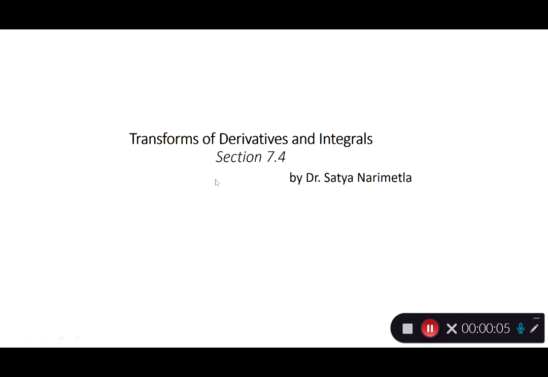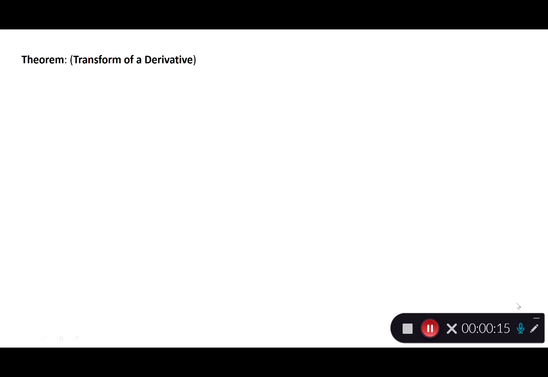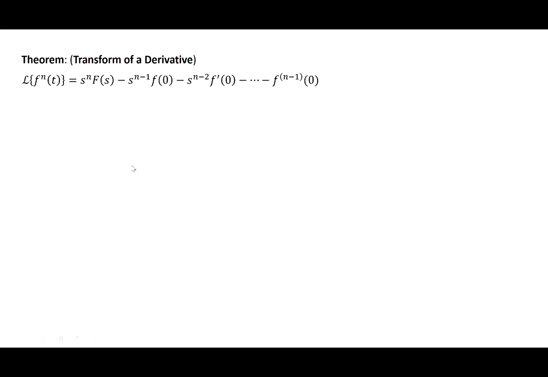Let's look at section 7.4 in the Laplace transforms chapter. Transforms of derivatives and integrals. Theorem: transform of a derivative. Laplace of f to the n of t. What in the world does f to the n of t mean? The nth derivative of f of t.